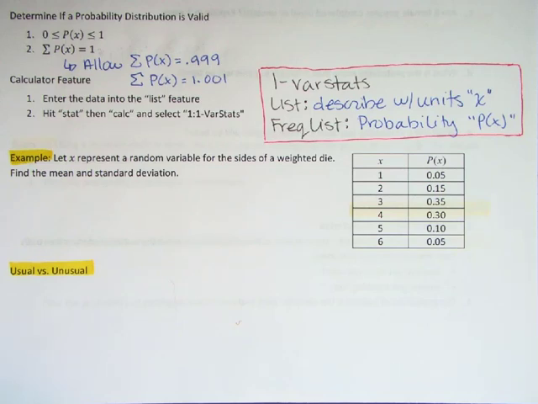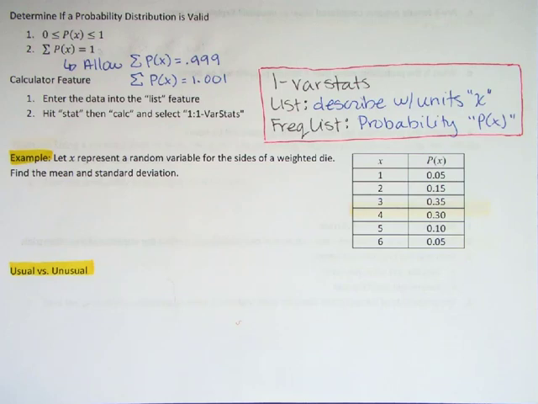A basic example of discrete probability distributions is working with a weighted die. In this scenario, x will represent a random variable for the sides of the weighted die, and p of x represents the probability that the side will land facing up. We want to find the mean and standard deviation of this distribution.